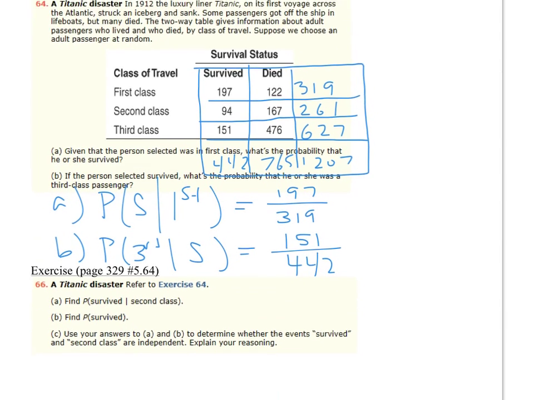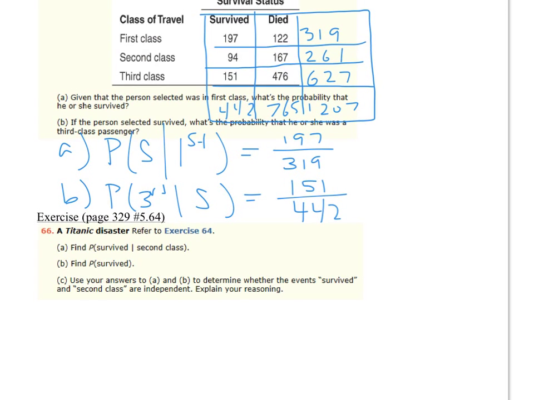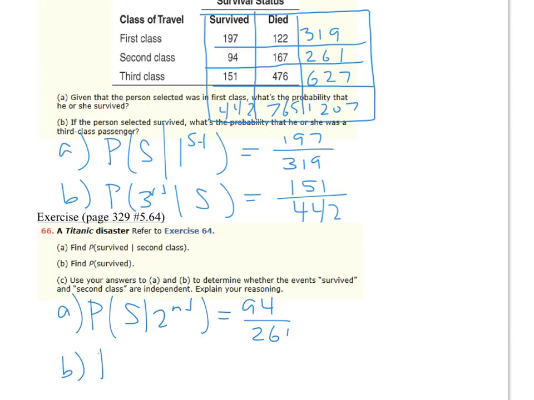For the question below, Part A, find the probability of survived given second class. Similar to the example above, survived given second class would be 94 out of 261. Part B, the chance of survived would equal 442 out of 1,207. I'm going to change these fractions to decimals for use in Part C.